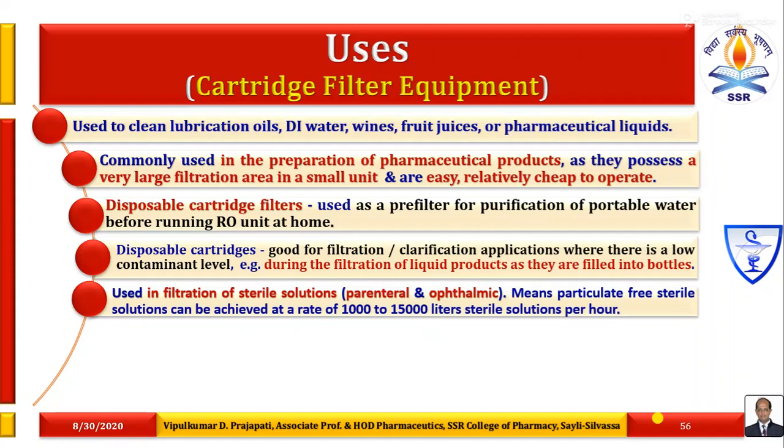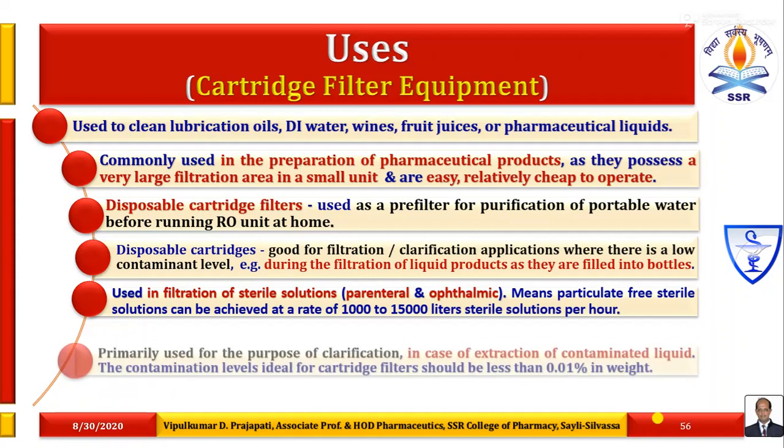They are used in filtration of sterile solutions, in case of parenteral and ophthalmic preparations. So solution type sterile, parenteral and ophthalmic preparations, filtration is carried out using cartridge filter unit. Particulate free sterile solutions can be achieved at a rate of 1000 to 15,000 liters sterile solutions per hour.